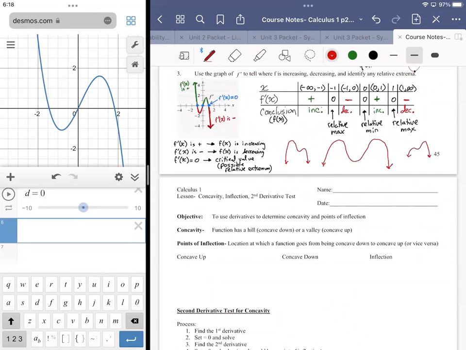The concavity, inflection, and the second derivative test. So I'm going to just draw a quick sketch here, just to show you the concept.